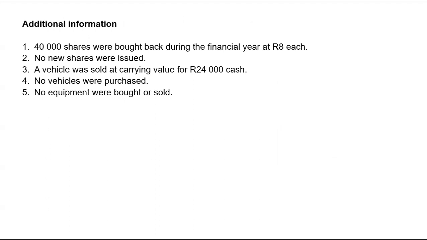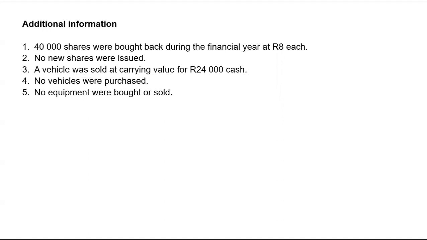They said no shares were issued, so basically we don't have any new shares or proceeds from the issue of shares. They also specified in number 3 that a vehicle was sold at carrying value for 24,000 cash. So that 24,000 cash is proceeds from the disposal of non-current assets or tangible assets. So it will go under investing activities as such.